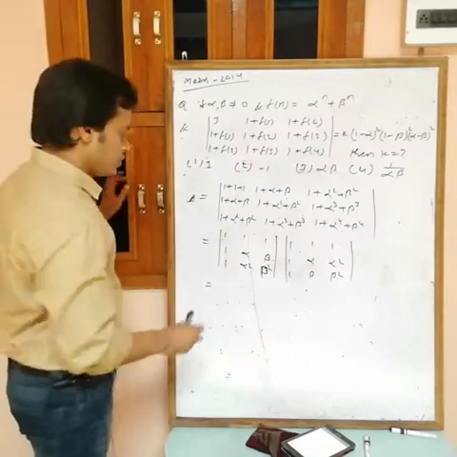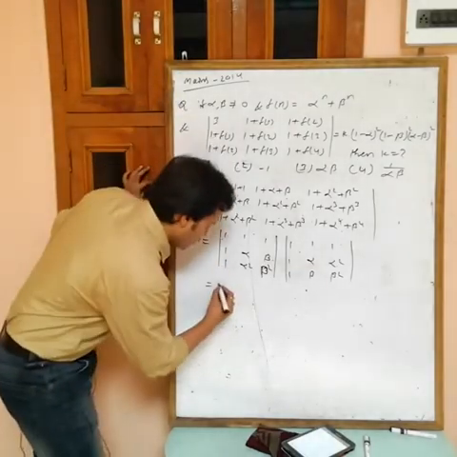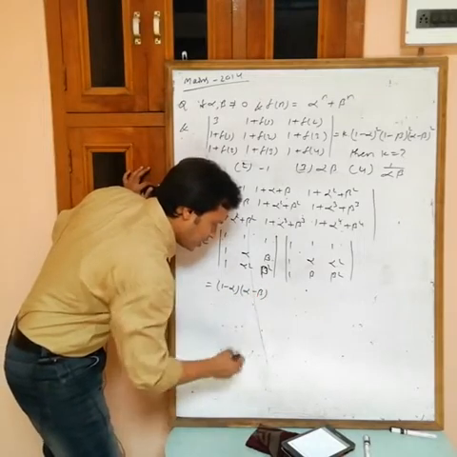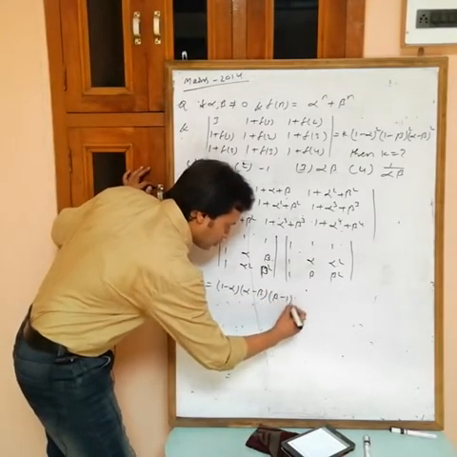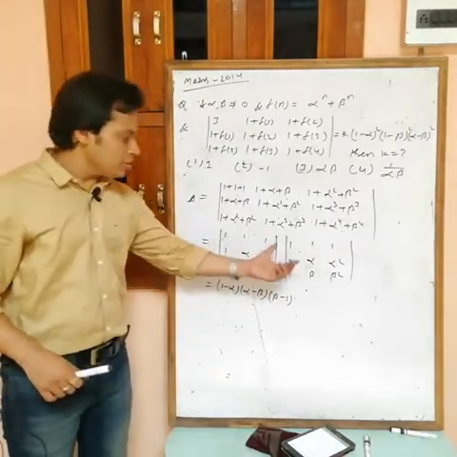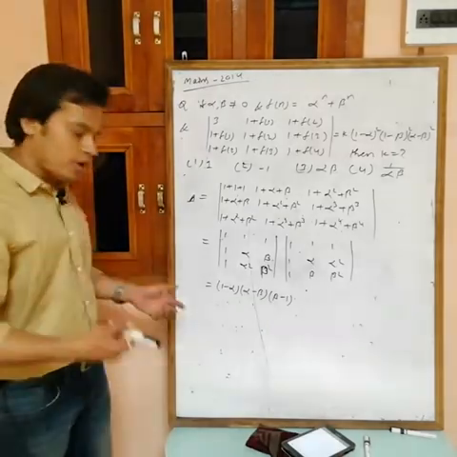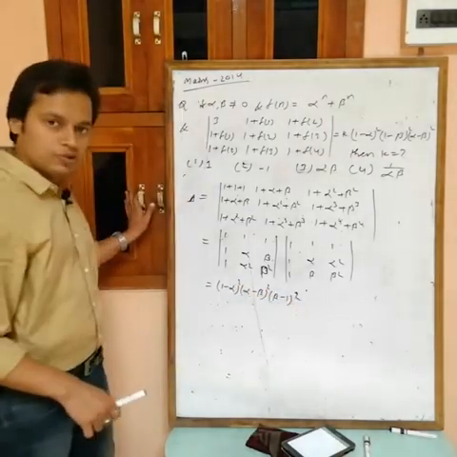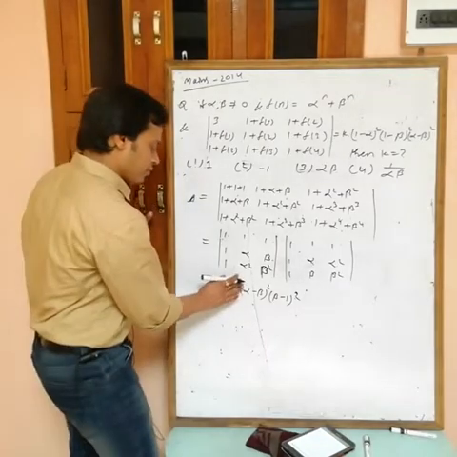So if you expand this one, then you will get the value of this one as (1 minus alpha)(alpha minus beta)(beta minus 1). If you expand, if you find the value of this determinant, you will get this value. And this is also the same. So you will get the square of this one, square, square, square. Same value now. Okay, I am right.